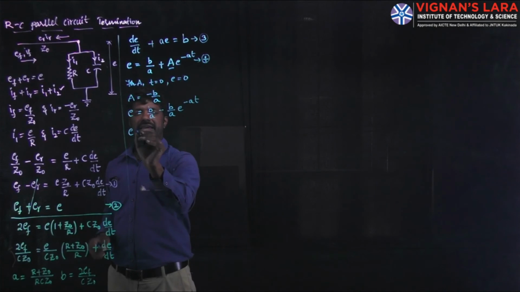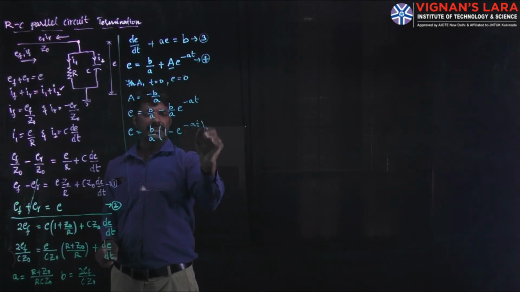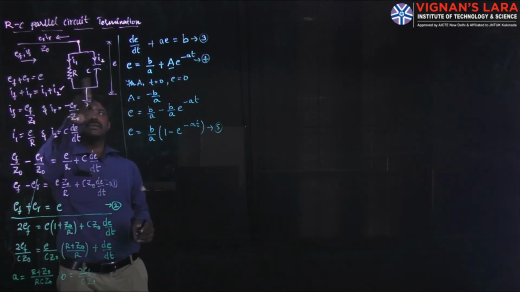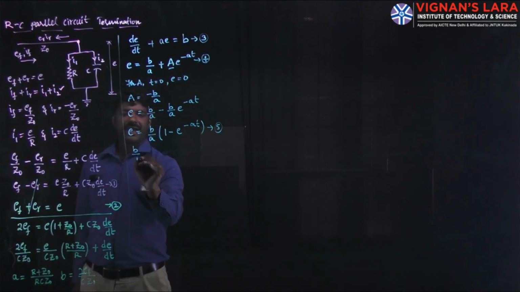I mean to say E is equal to B by A of 1 minus e power minus AT. This was the exact solution, equation 5, the exact solution for the voltage in an RC parallel circuit. Then what is this B by A value?